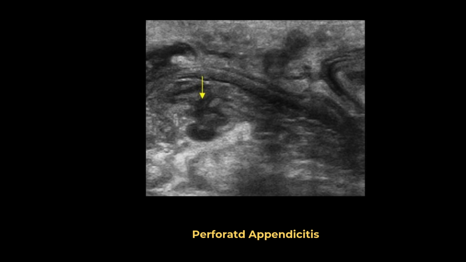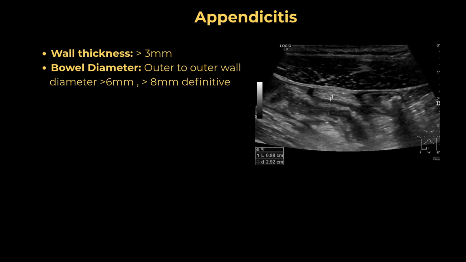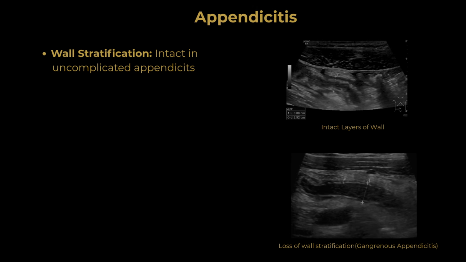Another important feature is to measure the diameter of the dilated appendix. To call it appendicitis, the outer to outer wall diameter should be more than 6 mm. Look at the layers of the appendix wall, also called the gut signature. It is usually preserved in uncomplicated cases. The normal gut signature is still visible. Loss of stratification suggests advanced disease, such as gangrenous appendicitis or perforation.